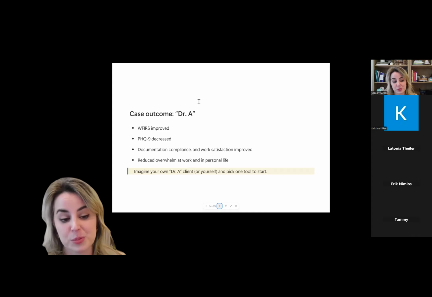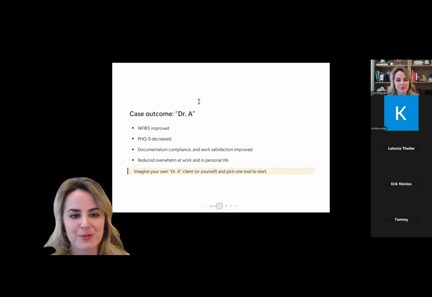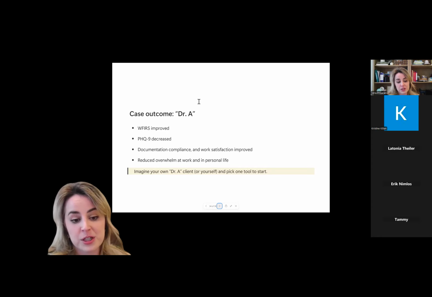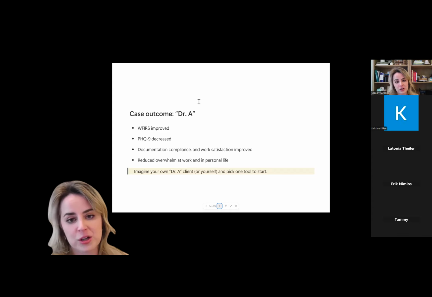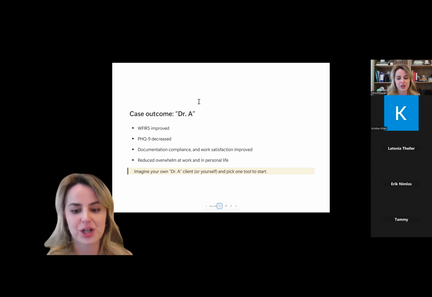And guess what? Actually, the depression questionnaire improved. Doesn't mean that we were treating depression, right? We were not increasing the antidepressant dose. We were talking about skills for ADHD, but the questions for PHQ-9 improved. The documentation compliance, so the work satisfaction and work performance improved, and just overall overwhelm at work decreased and personal life enjoyment improved. That's great.